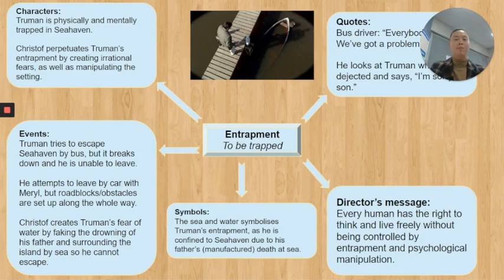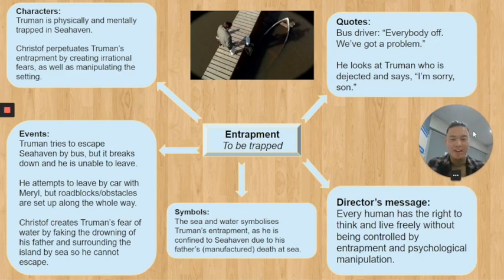I've done an example for you guys. So, just move my little head here. Okay, so I've chosen the theme of entrapment, which is to be trapped in something. Now, we know that this is a major theme in the Truman Show because essentially Truman is trapped inside the world of Sea Haven, not just physically, but mentally as well.